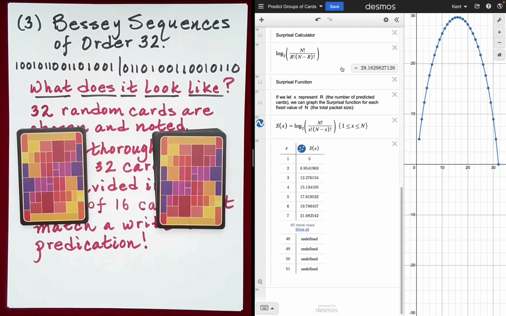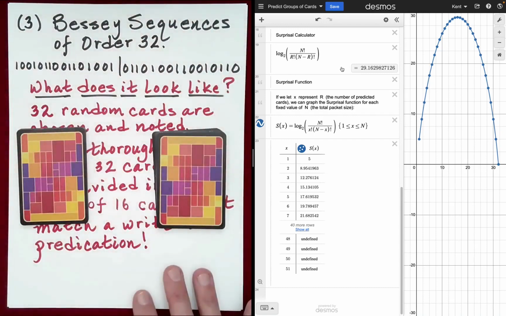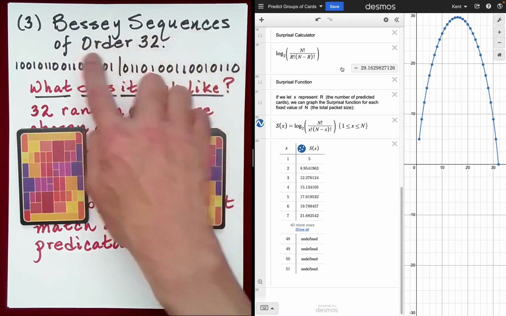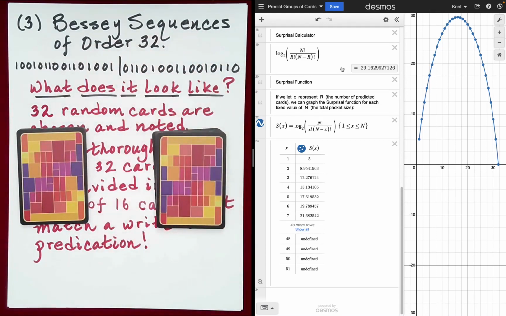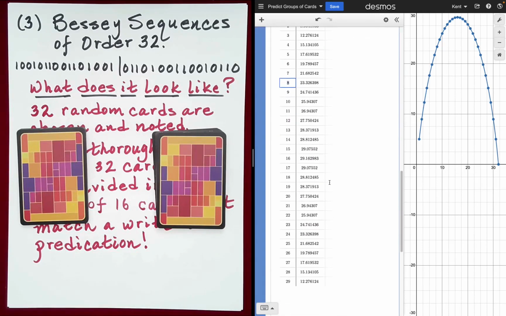So that's the level of surprise one would experience in witnessing this performance here, or other ones that I've shown on my channel dealing with Bessey Sequences of Order 32. And as before, we have the Surprisal graph. Here it is. It hits a maximum, of course, at 16. So we can see it right. Let me expand this here. Come over here. So right at 16, which is what we're looking at, 2 piles of 16. That's the maximum Surprisal value possible when selecting a group of cards from this set of 32 cards.